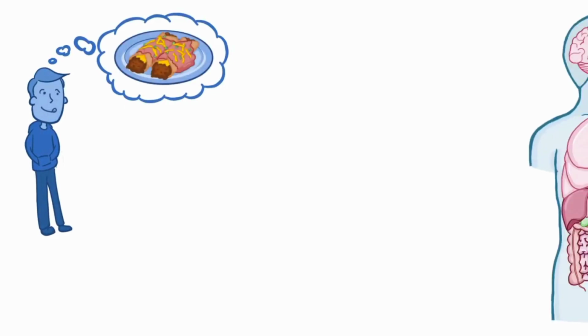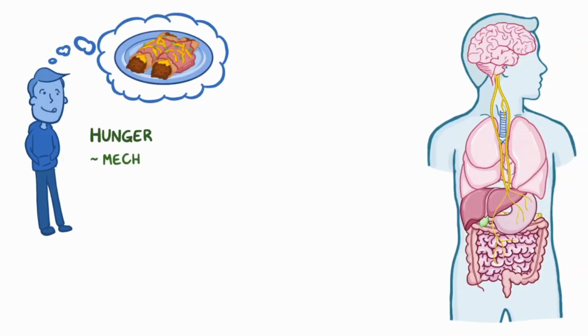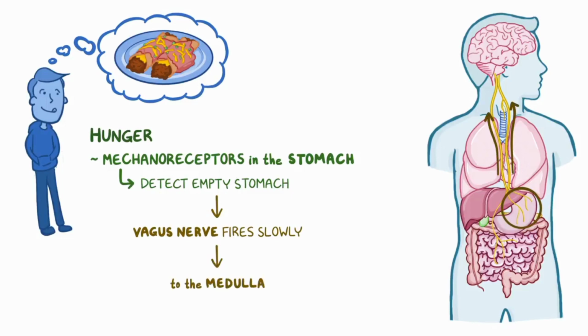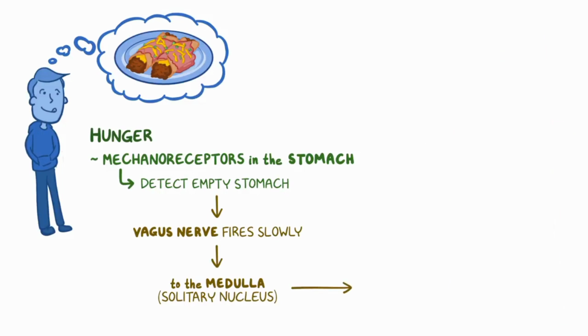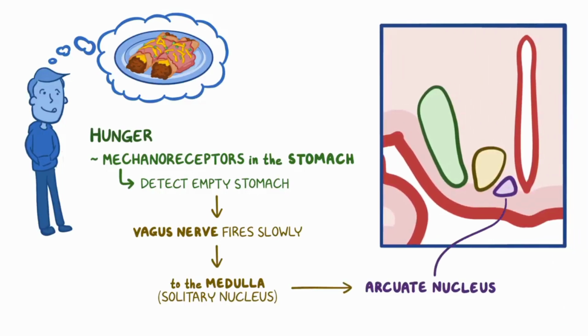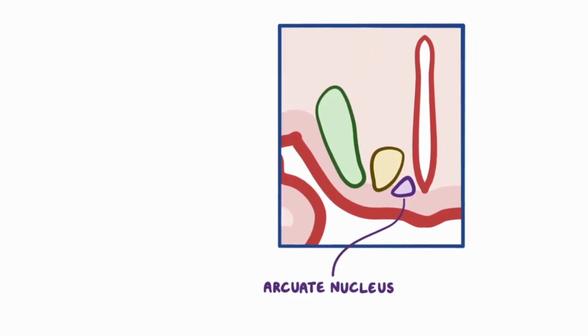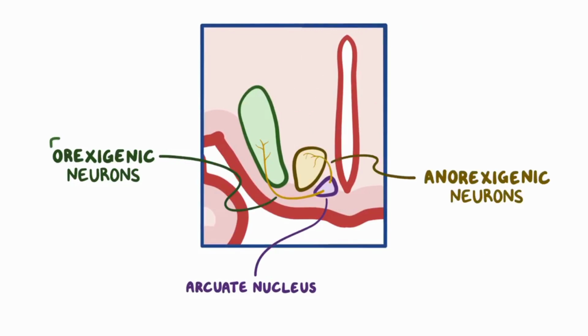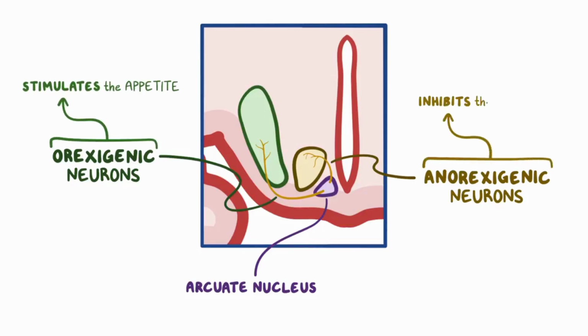Alright, let's say you forgot to buy lunch, and it's the late afternoon. Two things happen to trigger your hunger. First, mechanoreceptors in your stomach detect that your stomach is empty, so they fire slowly through the vagus nerve to a cluster of neurons in the medulla called the solitary nucleus. The solitary nucleus then sends nerve fibers to the arcuate nucleus in the hypothalamus. The arcuate nucleus then activates the feeding center through orexigenic neurons and inhibits the satiety center through anorexigenic neurons. Orexigenic refers to something that stimulates the appetite, and anorexigenic refers to something that inhibits the appetite.